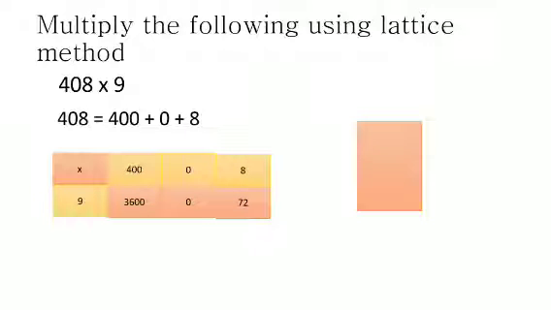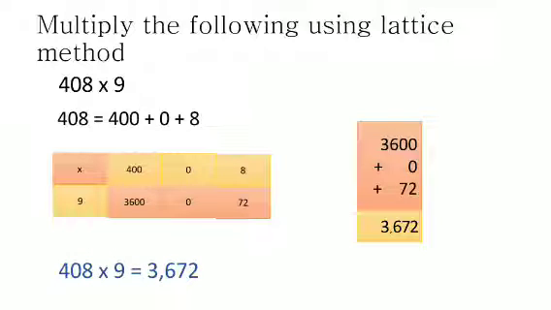Now we will add this product. 3600 plus 0 plus 72. We will get the answer 0 plus 0 plus 2, 2. 0 plus 7, 7. Now we will write 6 and 3. So we got the product 3672, which we will write in answer. 408 into 9 is equal to 3672.